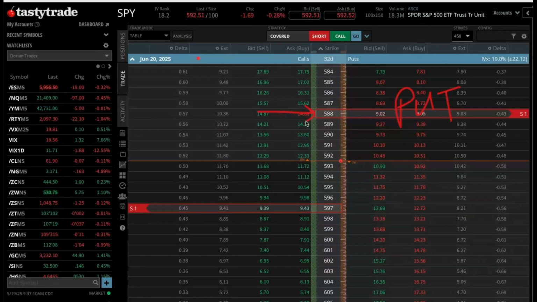But just like the call side, you don't lose until the drop supersedes how much you received when you sold the option. So if you sold the option for $9 here and it's at the 588, it has to fall more than $9 at expiration for you to lose. So your probabilities are high that that's not the case, because once again, it has to supersede the premium that someone's paying you for that insurance policy.